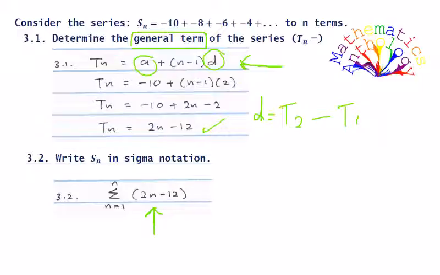On the top of my sigma sign, the series ends at n terms. That's what the question above says. So we just write n on the top.